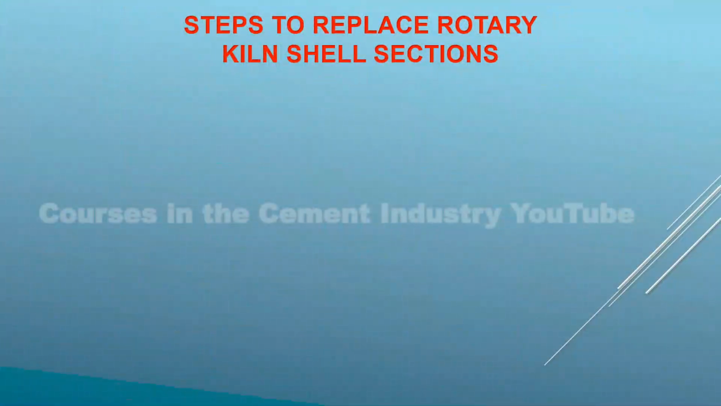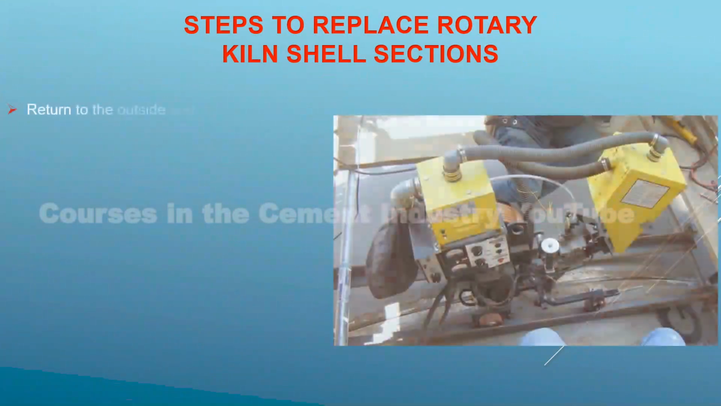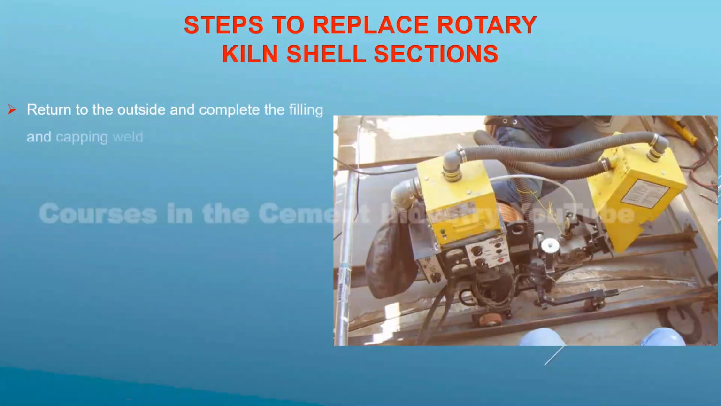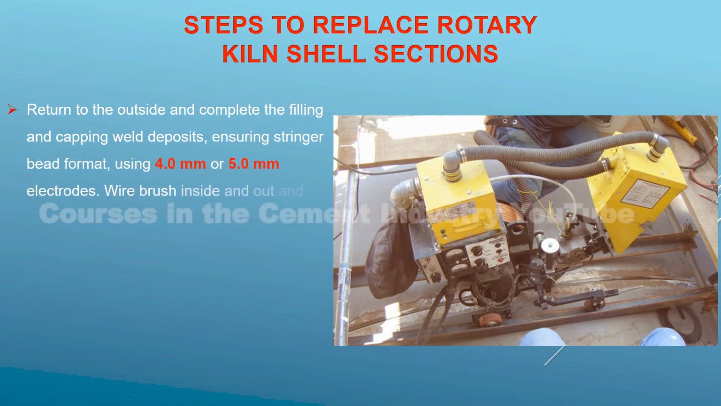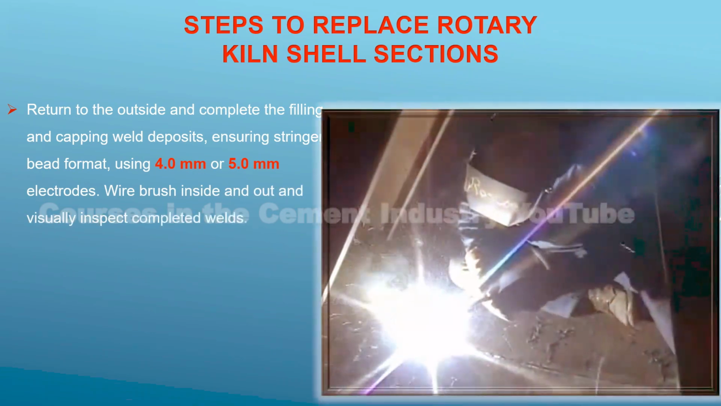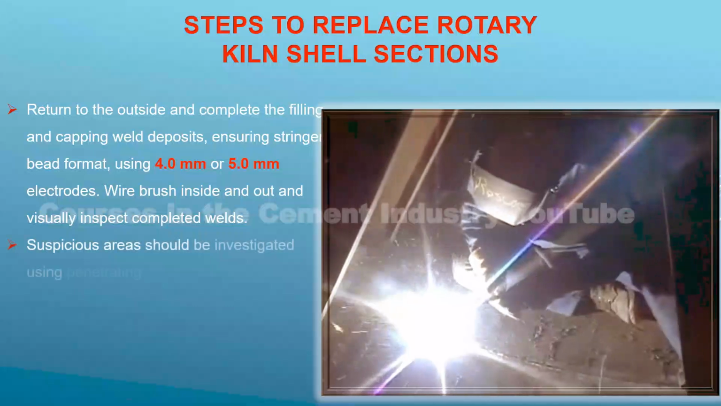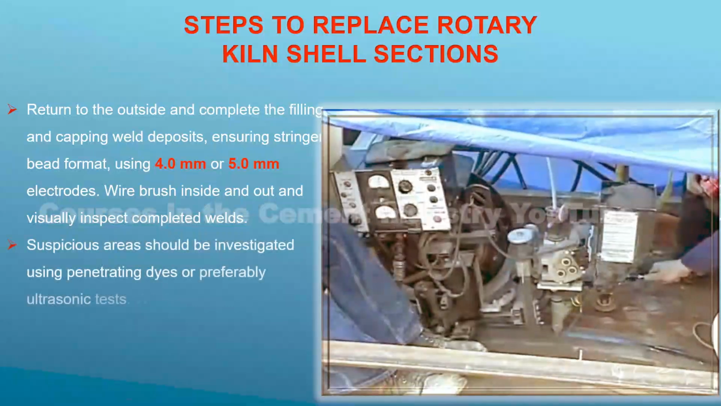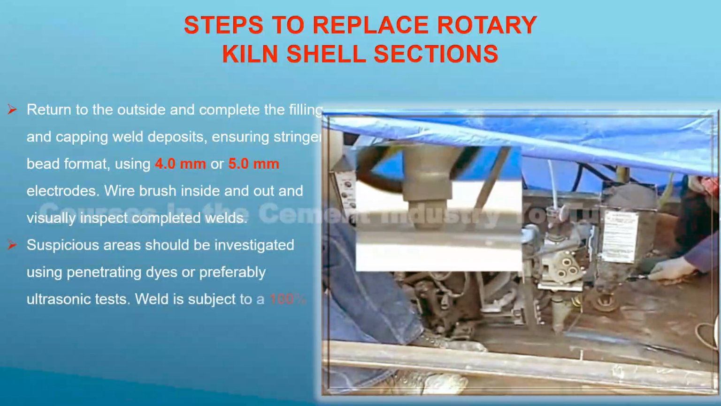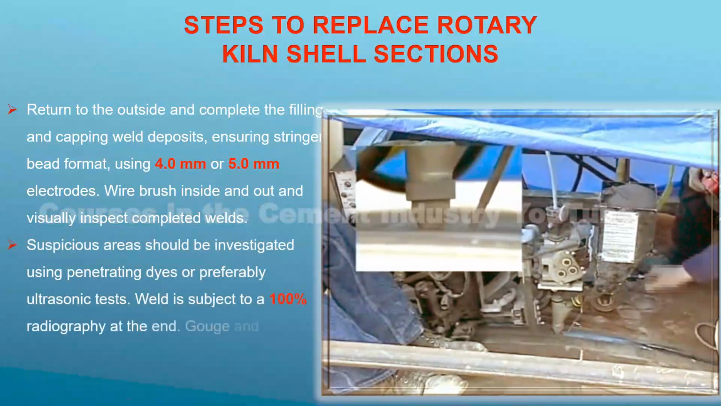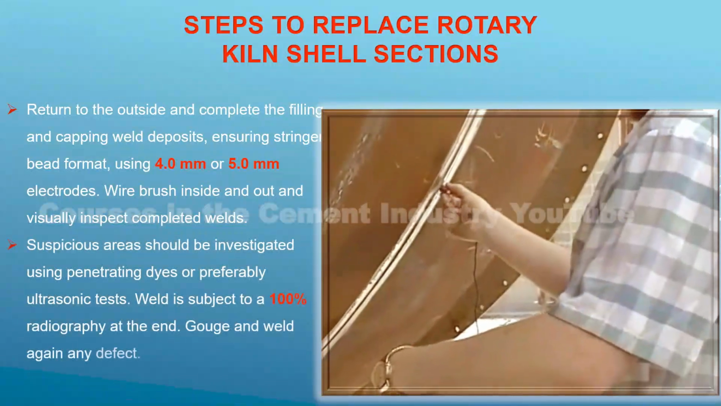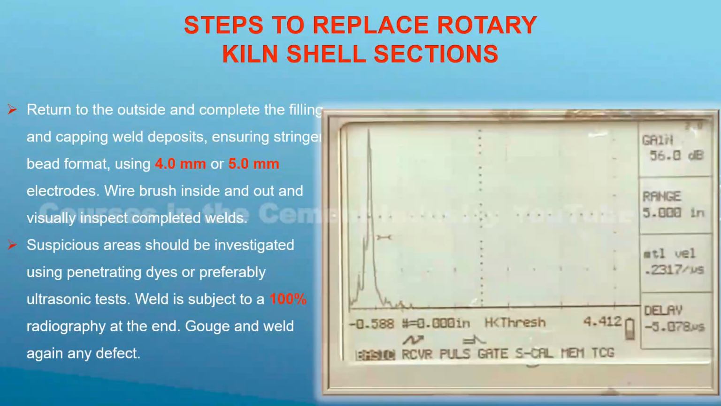Step 23. Return to the outside and complete the filling and capping weld deposits, ensuring stringer bead format using 4 mm or 5 mm electrodes. Wire brush inside and out and visually inspect completed welds. Suspicious areas should be investigated, using penetrating dyes or preferably ultrasonic tests. Weld is subject to a 100% radiography at the end. Gouge and weld again any defect.